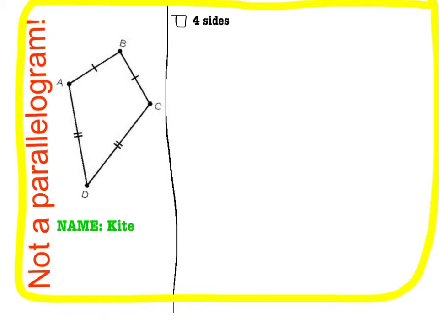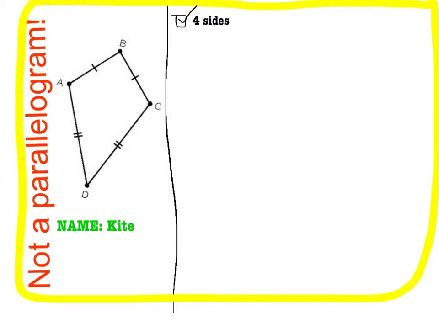Now let's look at what makes a kite similar to a parallelogram. And really there's only one thing that they have in common, and that's that it has 4 sides. That's it. Everything else that we're going to write down that are characteristics of a kite, we're going to do using your marker. So make sure you're grabbing your marker right now.